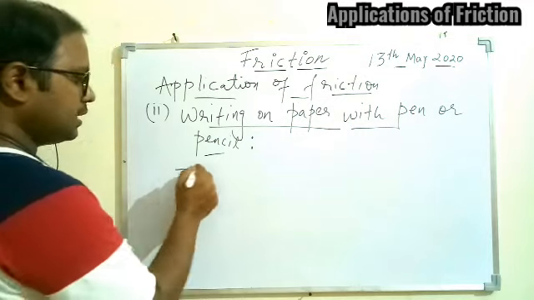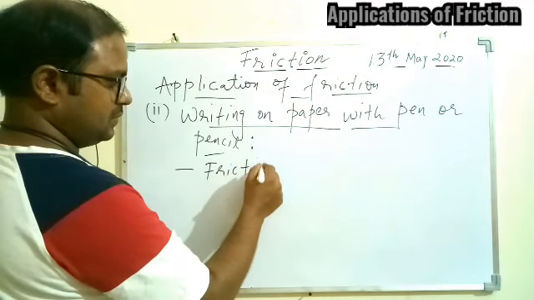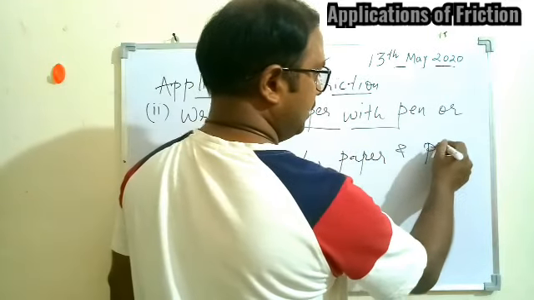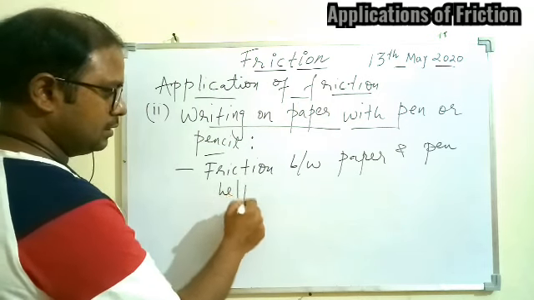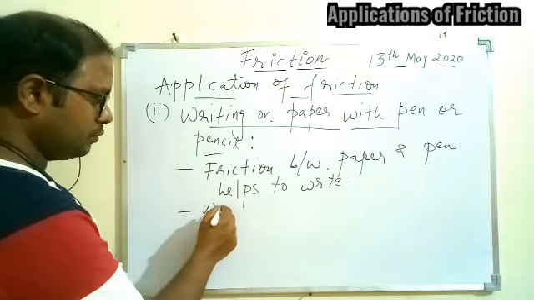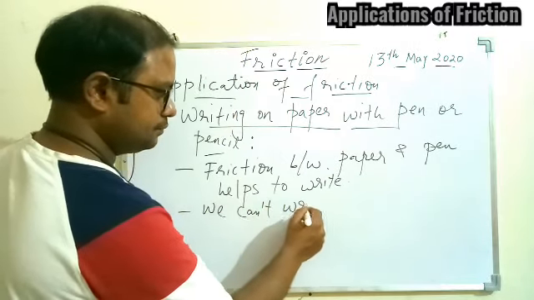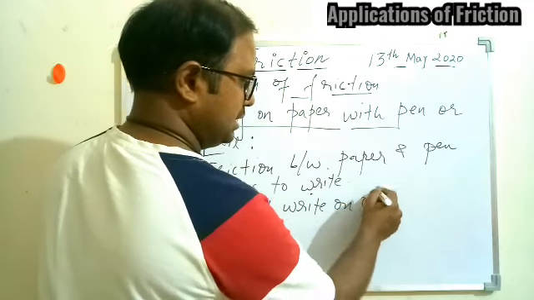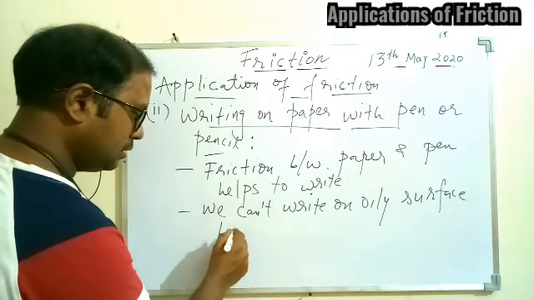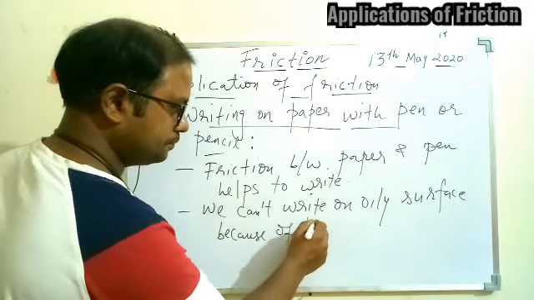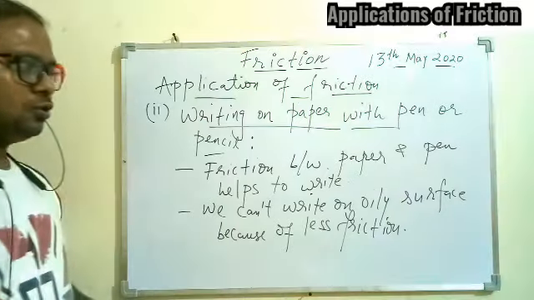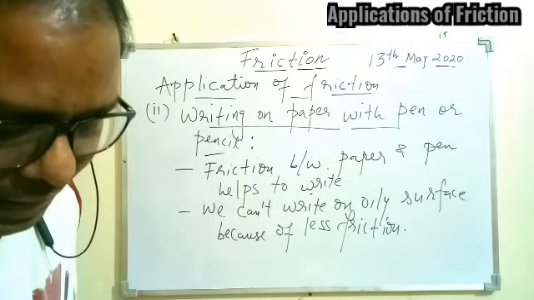So we can write down that friction between paper and pen helps to write. So we can't write on an oily surface. Why? Because of less friction. So that is another thing we understood. We cannot write in the absence of the friction.